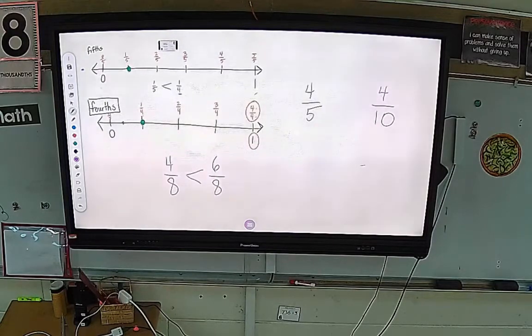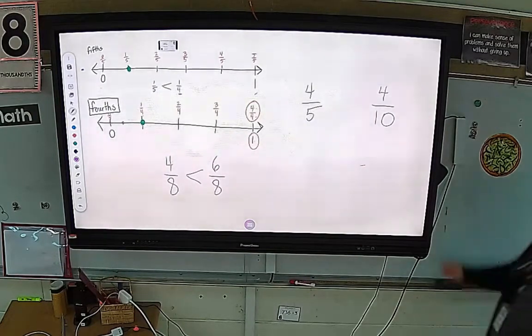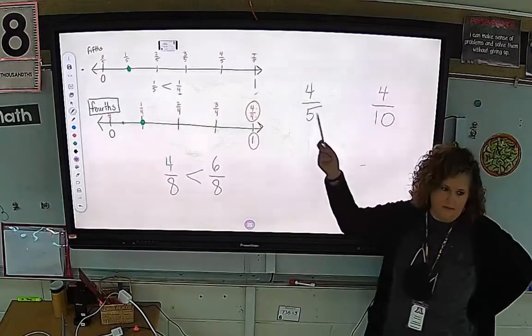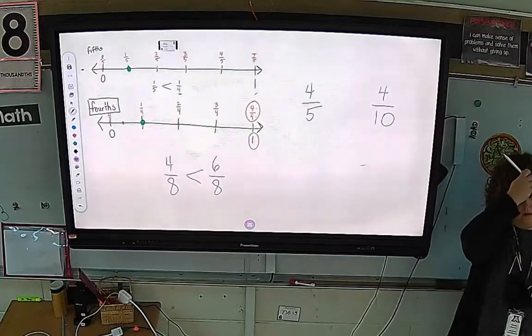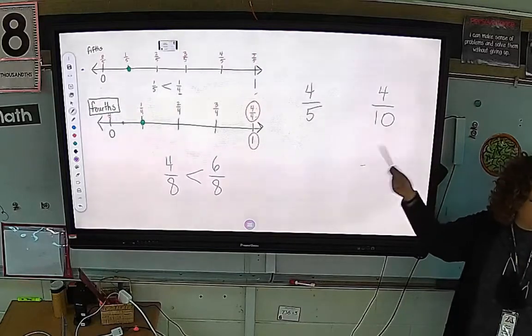Alright, I know it's Monday morning. I know we're dragging a little bit, but let me hear some good thinking. Okay? How can we tell, and there's an easy way to do this. How can we tell about these two fractions?